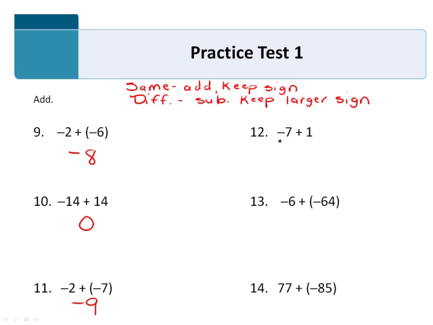Number 12, negative 7 plus 1. The signs are different, so we subtract and keep the larger sign. So the 7 is the bigger number, so we keep that negative, and when we subtract we get negative 6. Number 13, the signs are the same, negative 6 and negative 64. So once again we add, keep the sign, which would give us negative 70. And number 14, 77 plus negative 85, the signs are different, so we have to subtract, keep the sign of the bigger number, so we know it's going to be a negative. And what is that? 8, right? So that's for the addition rules there.